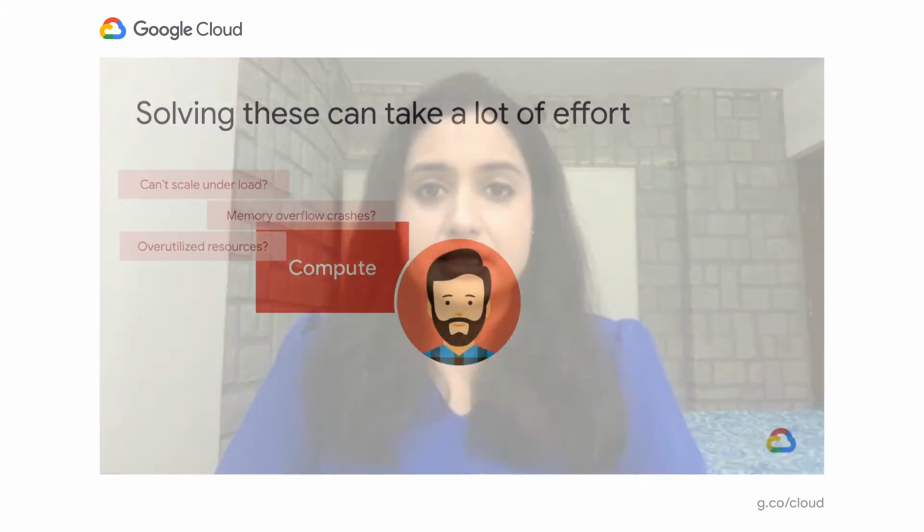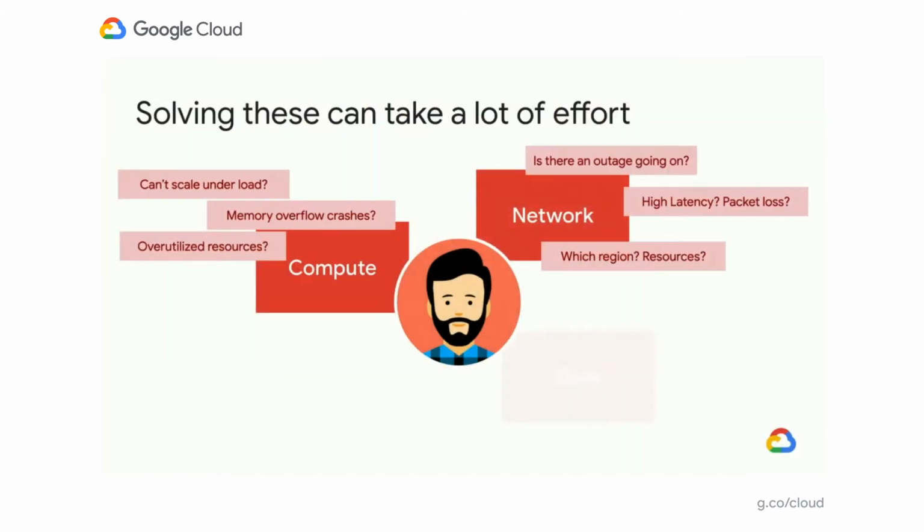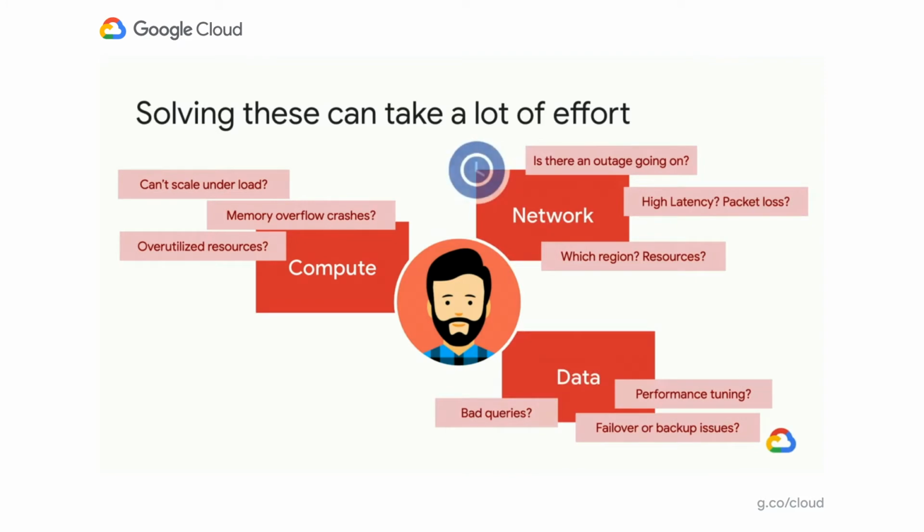Is it compute capacity? Is it networking? Is it the data infrastructure that he set up? It could be anything, right? It might not even be an infrastructure issue that he's suspecting. He's worried that going down this laundry list of potential issues could take way too much time and effort, and all this while, his users will continue to experience slowness in his application.